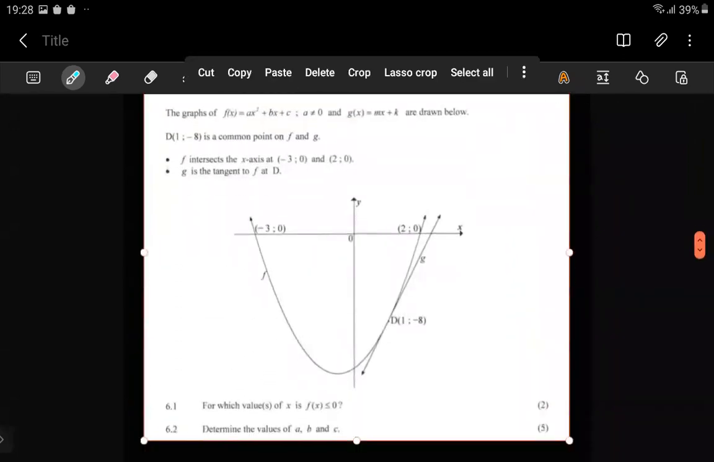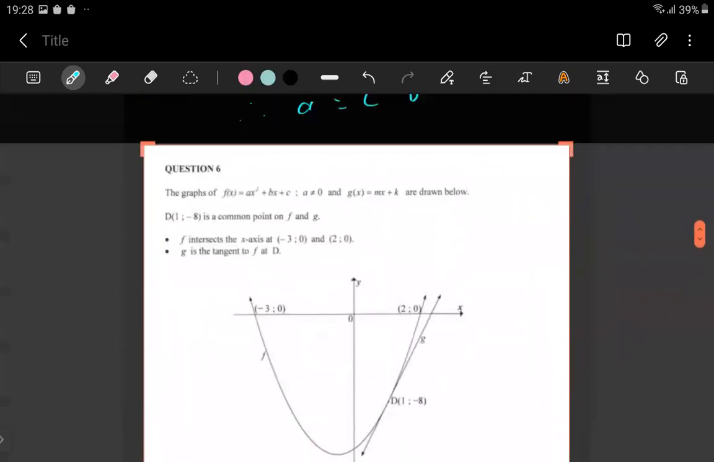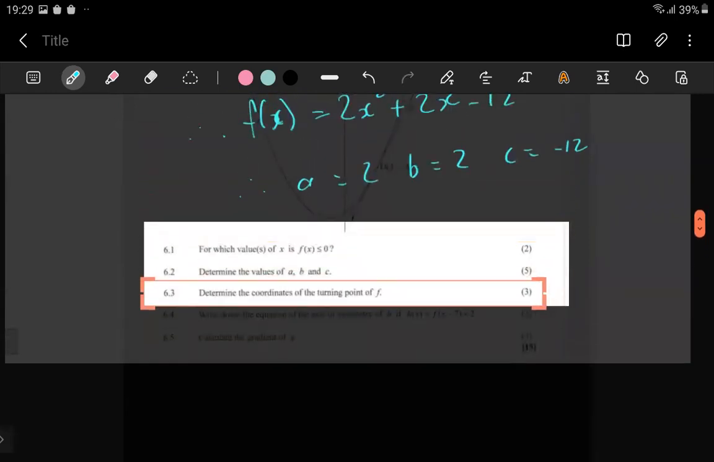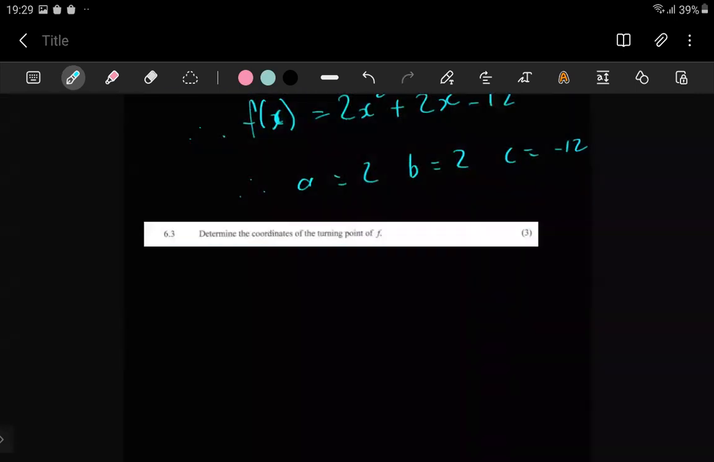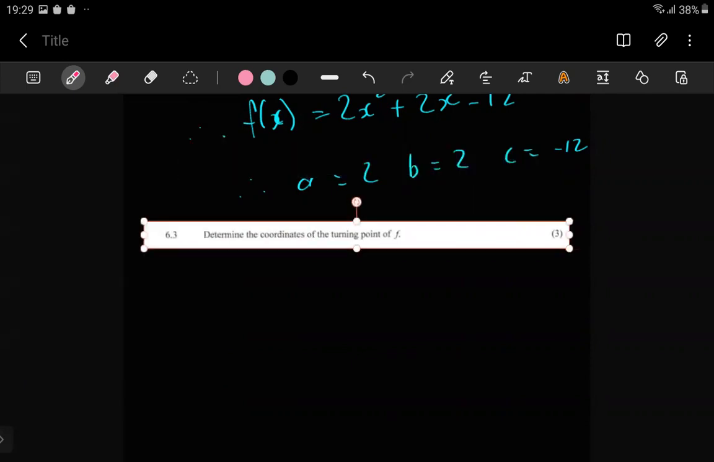6.3. Let's see here. Let me crop this out. So it's something like 6.3, right? They want us to get the turning points of f. For getting the turning points, there are some questions you really need to make sure you never get wrong. Otherwise, there's something wrong, you see.